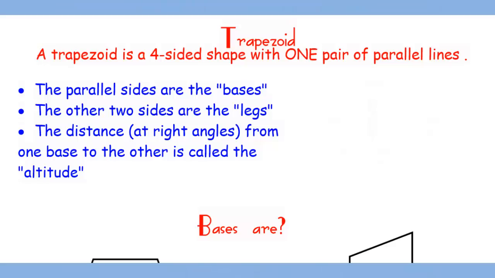Hi everyone, in this lesson we will focus on the area and perimeter of a trapezoid. So a trapezoid is a four-sided shape that has one pair of parallel lines, which means lines that are equal distance from each other.